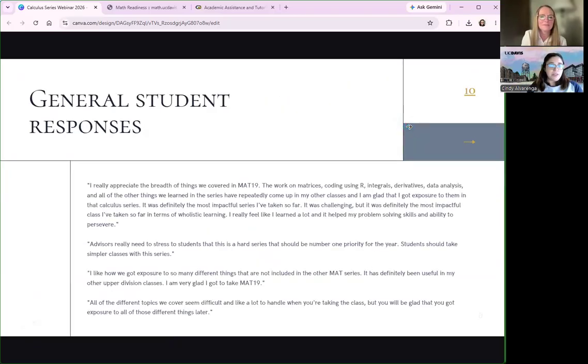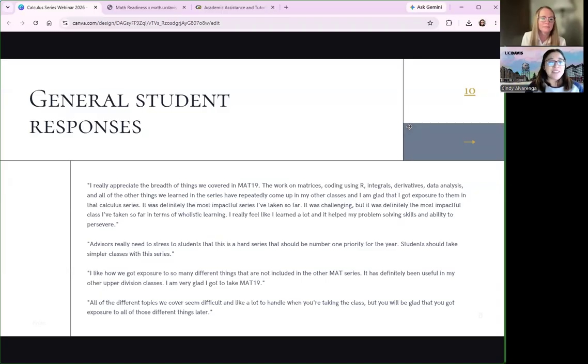And then for general responses, you can see here that they appreciated the breadth of things that were covered in the 19 series. You can read there the specifics of what was covered. And they even said what came up repeatedly in the math series and in their economic classes. It gave them that exposure that they need to be successful moving forward.